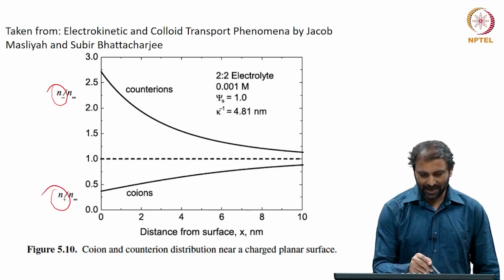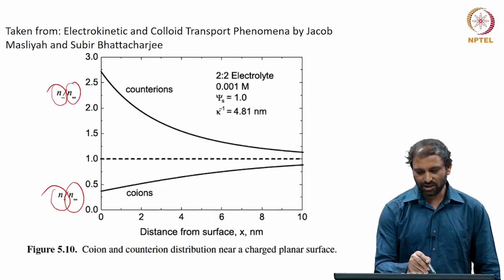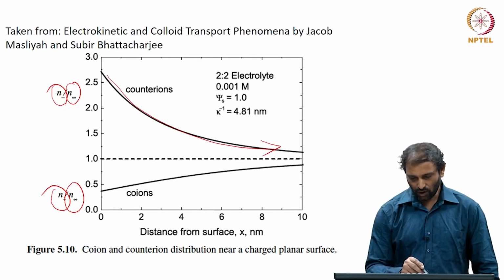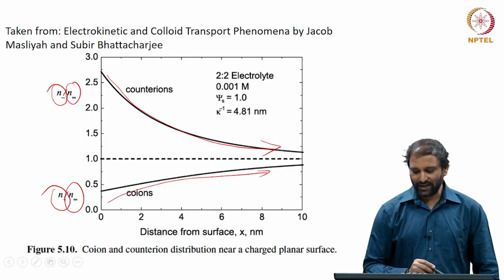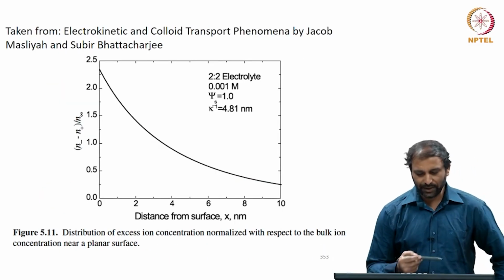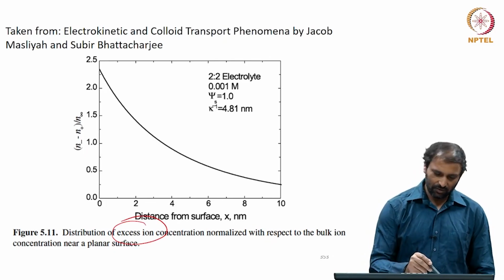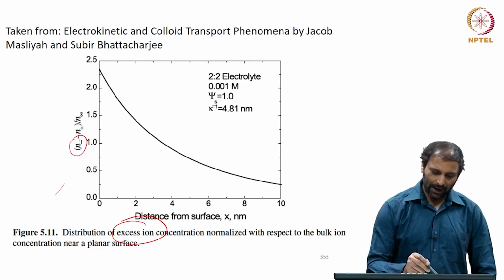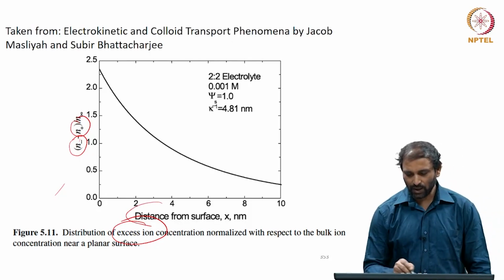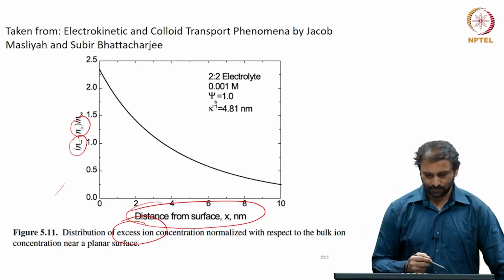In this case, both of them are scaled with N infinity, which is the concentration of the electrolyte in the solution, and one could calculate how the concentration of the counter ion decreases as you go away from the surface, and how the concentration of the co-ions varies with separation distance. Also of interest is the distribution of excess ion concentration, given by n minus n plus, the difference in the concentration of the co-ions and the counter ions, and how that varies with separation distance. One should be able to calculate all of this from the simple formulations.